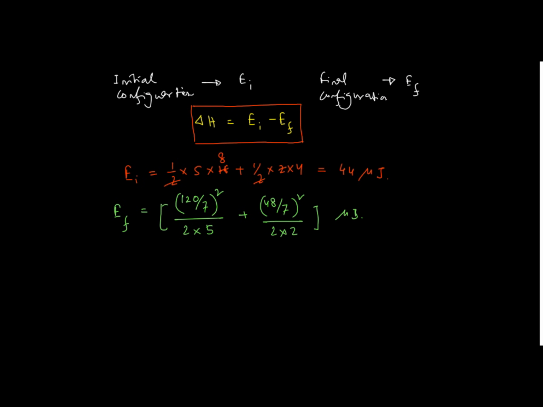And the difference, so delta H, heat, will be equal to EI minus EF, and you will see you will get a positive quantity which is greater than 0. That means heat will be released. Heat is dissipated. All right, fine. So that is one of the ways to do it.